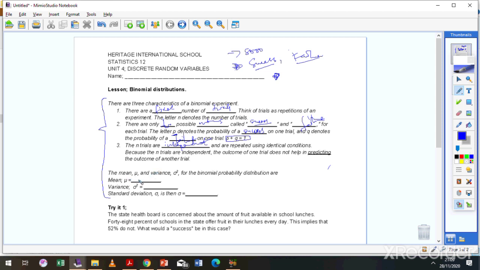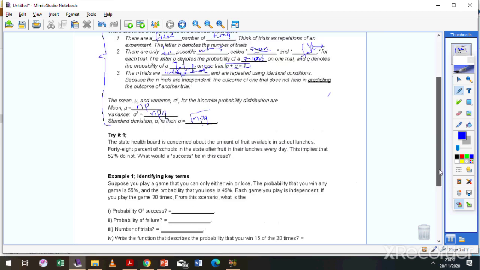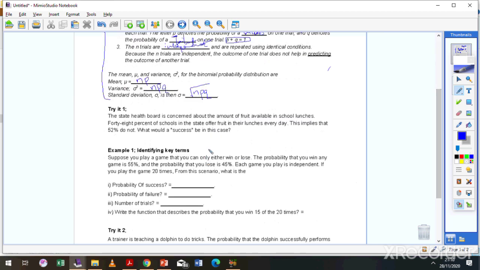For a binomial distribution, the mean is simply the number of trials times the probability of a success. The variance is simply the number of trials times the probability of a success times the probability of a failure. And the standard deviation is the square root of variance, which would be the square root of NPQ. So let's look at some examples.